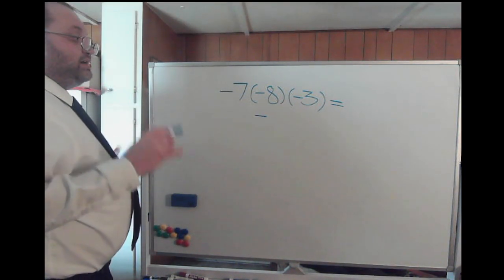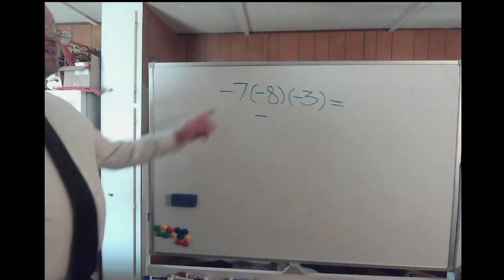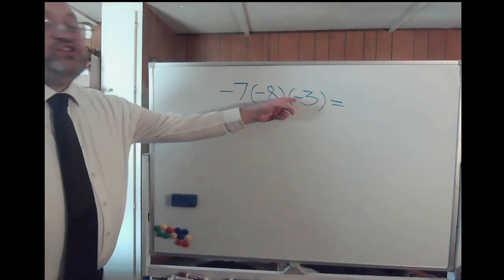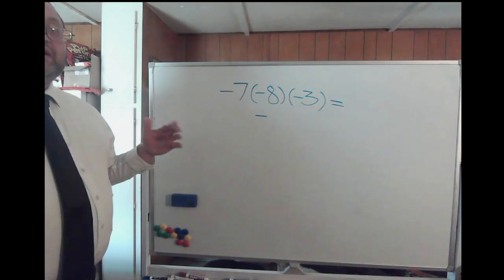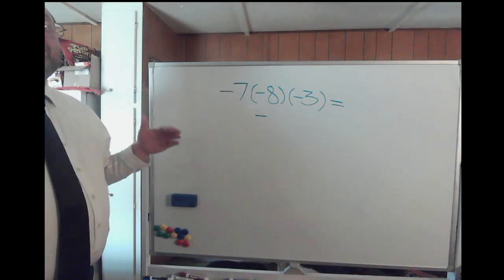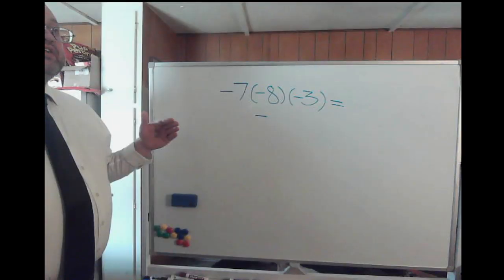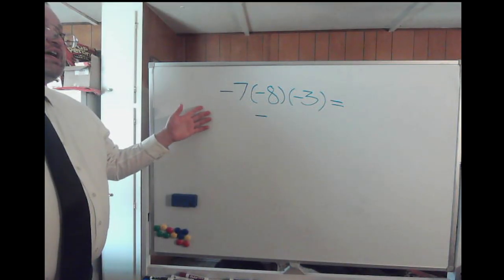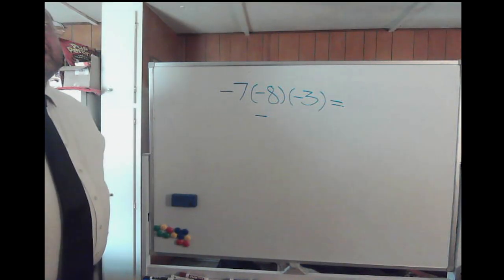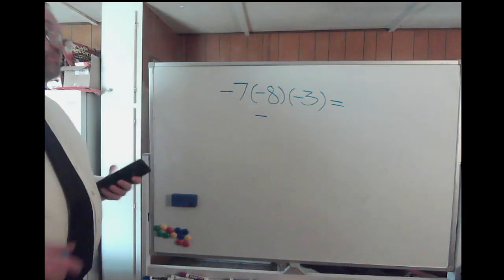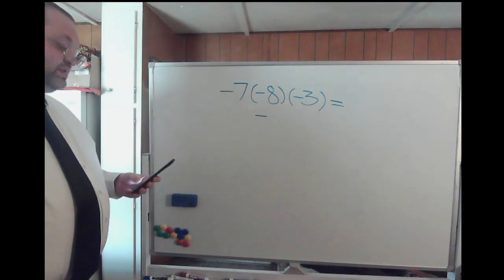Something else to remember: if it's an even number of negative signs, such as 2 or 4 or 6 of them, you'll get a positive number. If it's an odd number of negative signs, such as 1, 3, 5, 7 negative signs, you're going to get a negative result.